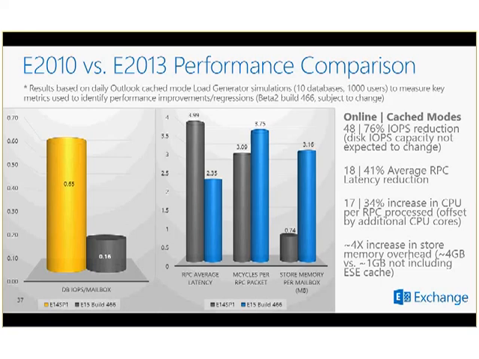Online and CAS codes over on the right-hand side, we've seen roughly 48% drop in IOPS for online mode users, 76% for cache mode users. These are going to vary deployment to deployment depending on your profile types. RPC latency, average RPC latency reductions between 18 and 41%. You can go down the line, right? But there's a few trade-offs.